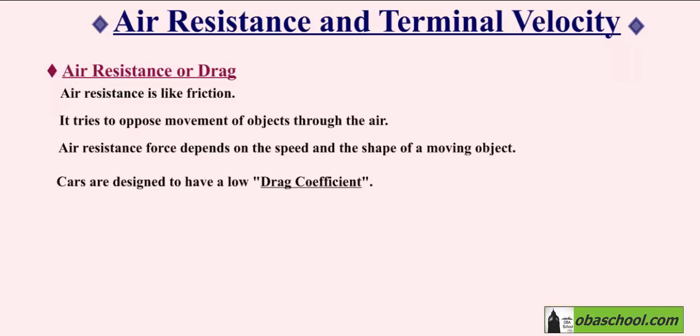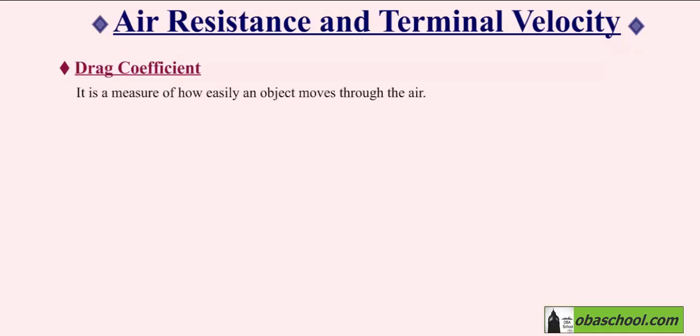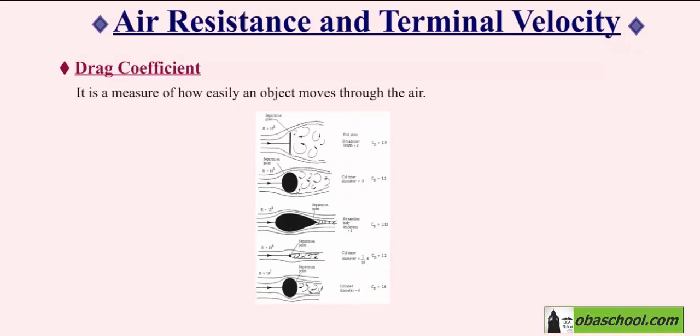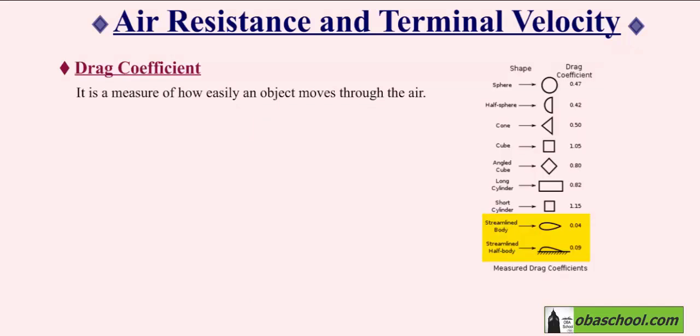And we have to mention that cars are designed to have a low drag coefficient. A drag coefficient is a measure of how easily an object moves through the air. In this figure, we have different shapes of objects moving, and the lines represent air path. We notice that an object's movement is easier when it has a streamline shape, and the drag coefficient, CD, is very low. That's why they designed cars as a streamlined shape, so that the air doesn't affect its movement. So as we see here, a streamlined shape and the drag coefficient is very low.